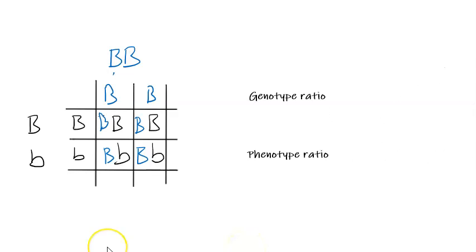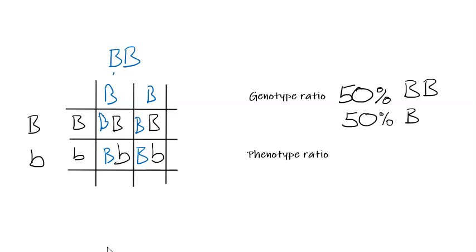So each box represents 25%. So we've got 2 times capital B's. So we're going to have 50% of capital B, and 50% for capital B, lowercase b. Half and half, and that's quite easy to see.